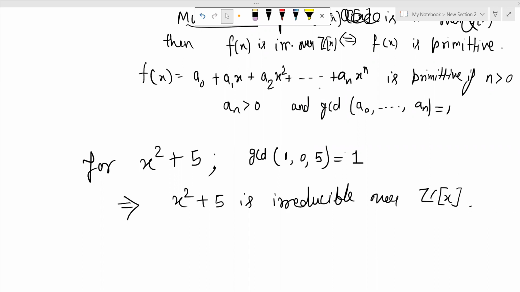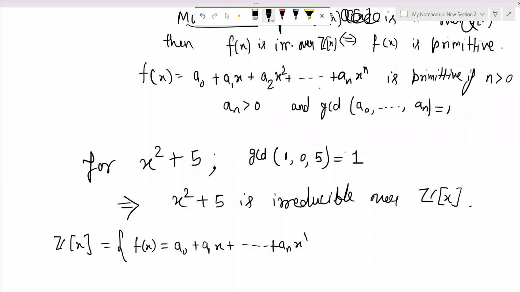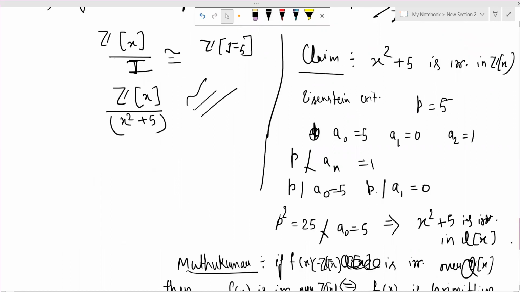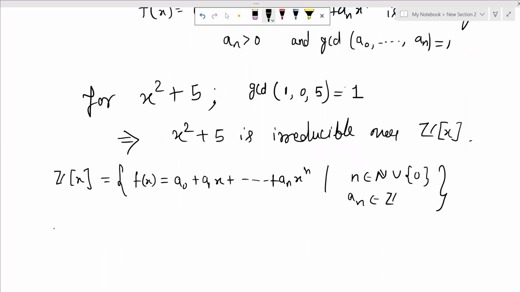No, not necessarily. Let me write explicitly. Z[x], what is this? Z[x] contains the polynomial f(x) equals a0 plus a1x plus so on a_n x to the power n, where n belongs to natural numbers union 0 and a_n belongs to Z, right? Agreed or not? Yeah, but I was actually saying the evaluation homomorphism from Z[x] mod x squared plus 5.